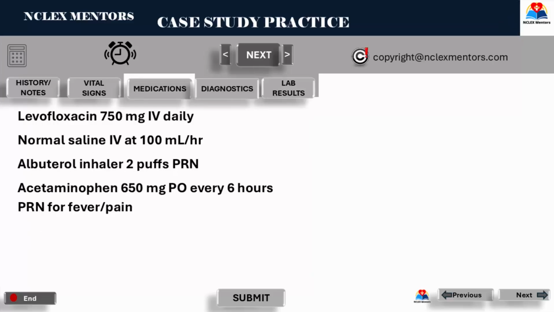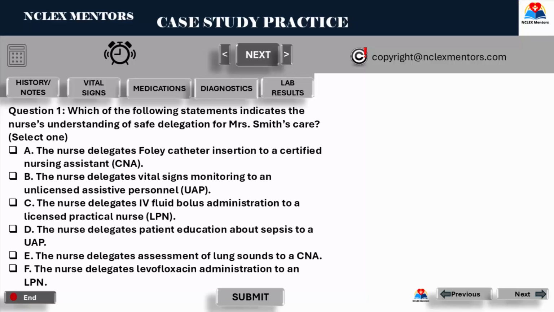Now, based on this scenario, let's go through the NCLEX-style questions. Question 1. Delegation. Which of the following statements indicates the nurse's understanding of safe delegation for Mrs. Smith's care? Let's read the options together.